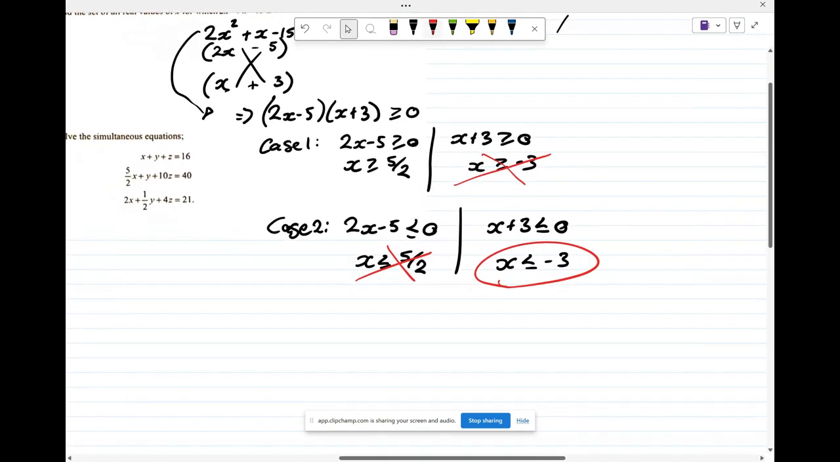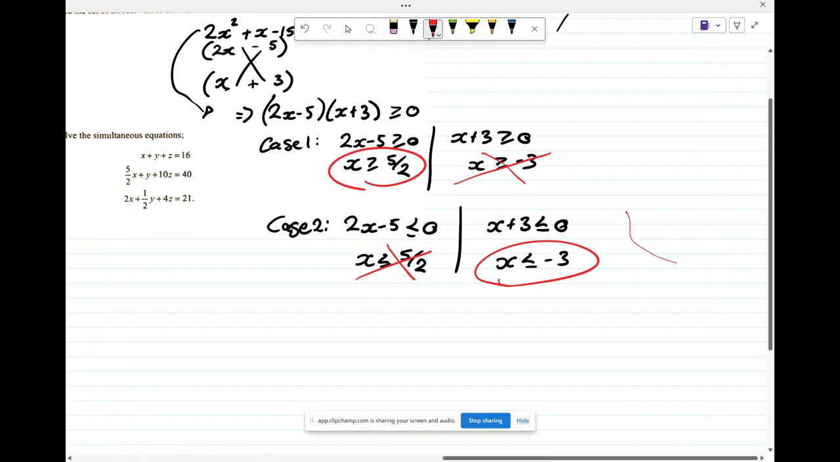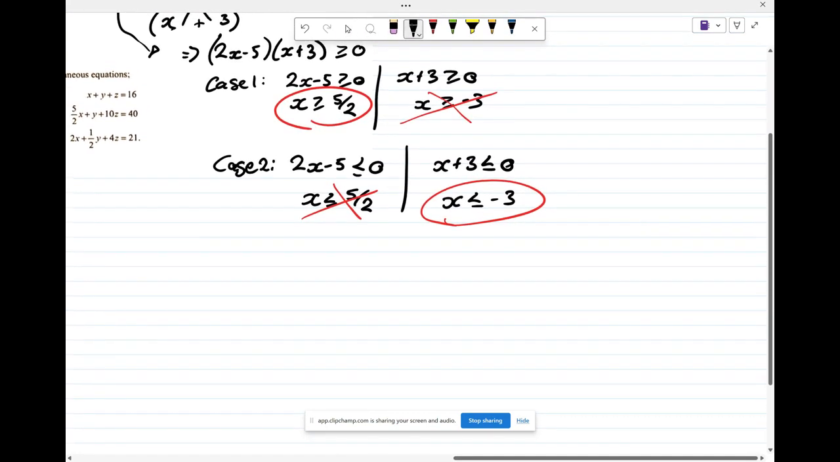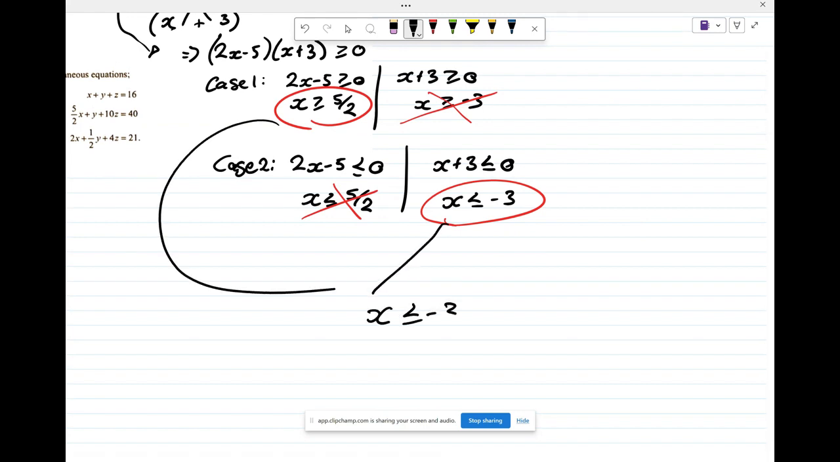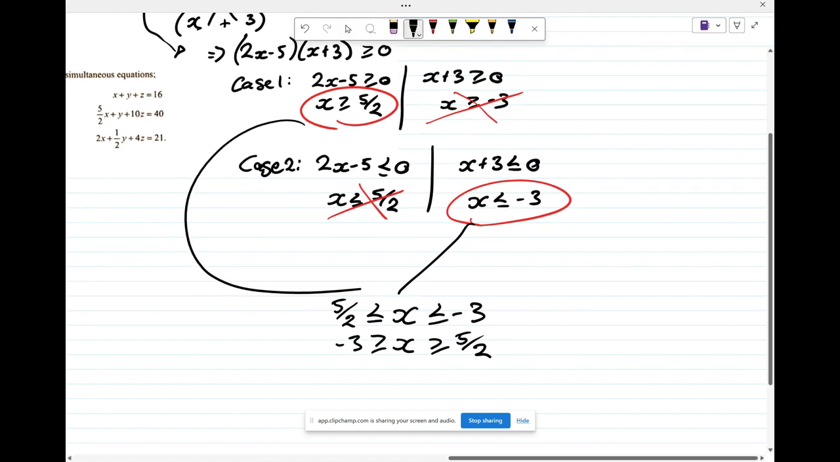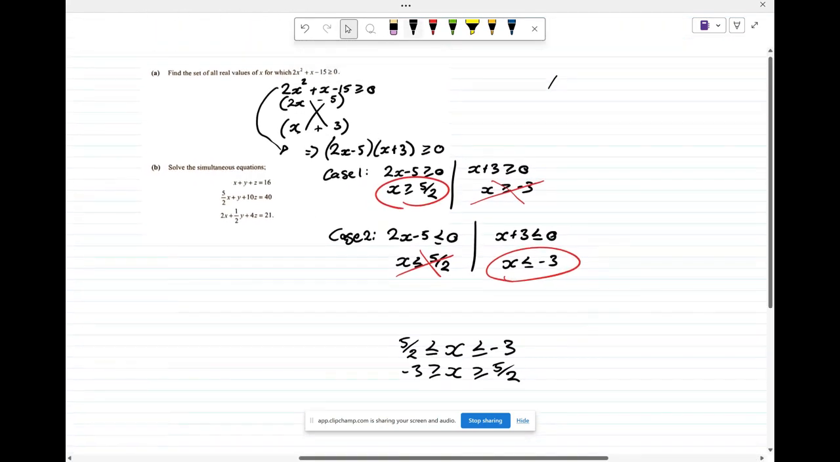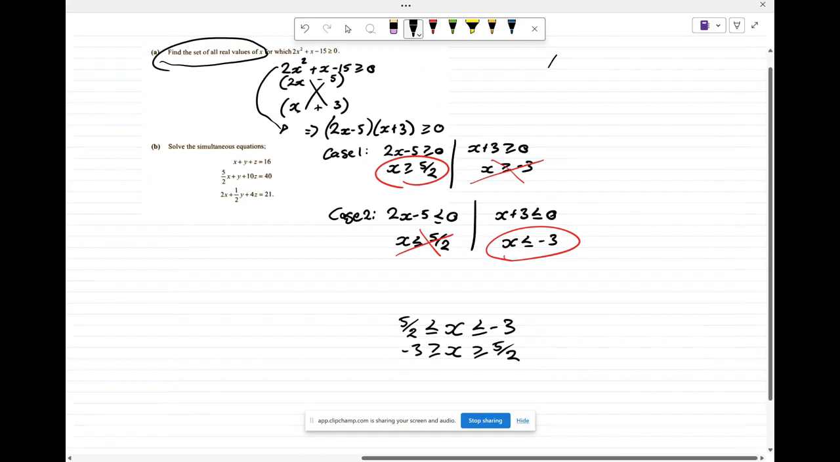So we've chosen x greater than or equal to 5/2 and x less than or equal to minus 3. And if we write these together, we can do x less than or equal to minus 3 and x greater than or equal to 5/2, or we can do x greater than or equal to 5/2 and x less than or equal to minus 3. And this is your final answer. Either one of these. You can write it any way you want. Exact same thing. So yeah, we've found the set of all real values of x for which this is true.